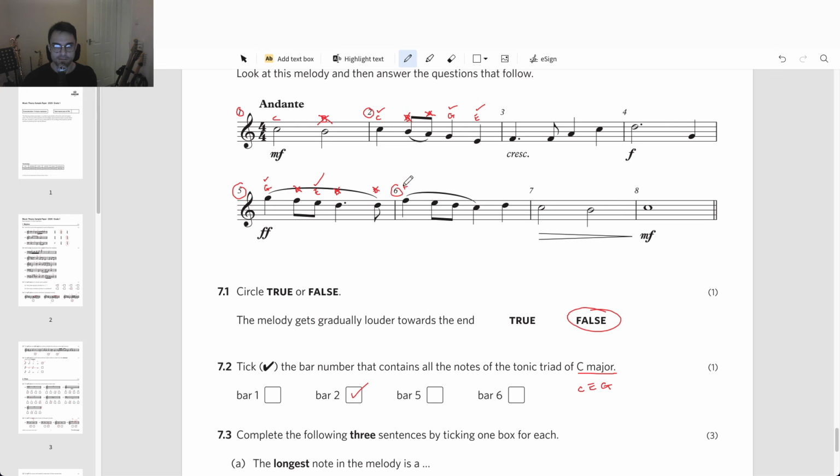And bar 6, F, no. F is not in a C major triad. E, yeah, E is. D, no, D is not in a C major triad. C is in a C major triad. And D, no. All right, so our answer was bar 2. So we got it right. Let's move on to 7.3.